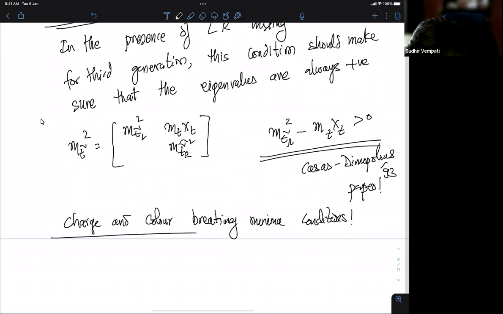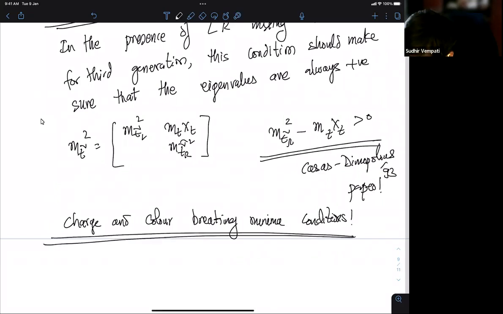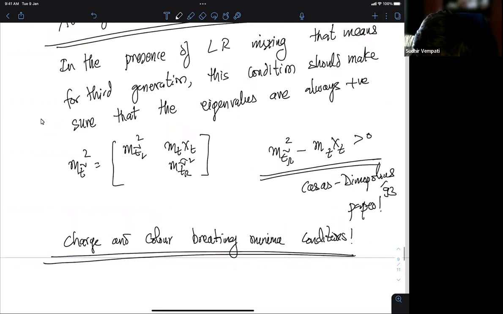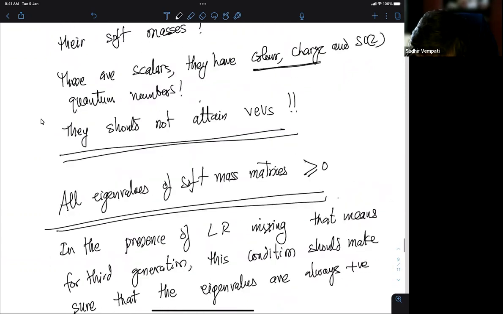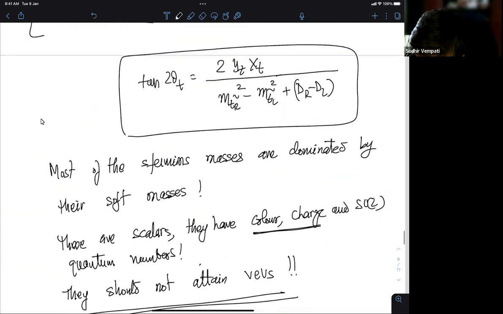Okay, these are called charge and color breaking minima. This is a very important condition on the stop mass matrix, or any of the fermion mass matrix, that they should always be positive. I can go into the details, but this is not sufficient. This is sufficient for us for the present. If you need more details, we can go for it.